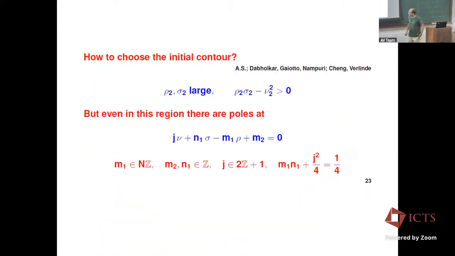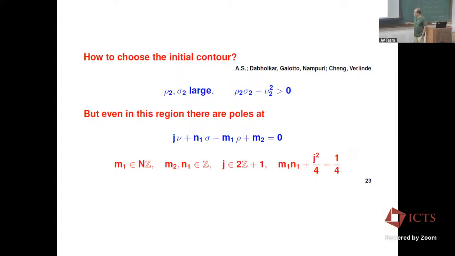Okay, so now I come to the question that I left open, which is the ambiguities that appear in the choice of contour. How to choose the initial contour. So you have ρ2 σ2 large, and this condition is satisfied. The point is that even in this region there are poles, and the poles which actually reach the region of large ρ2 and σ2 have a linear form, a linear relation in j, n1, m2, m1, where m2 and n1 are integers that have to satisfy these conditions.